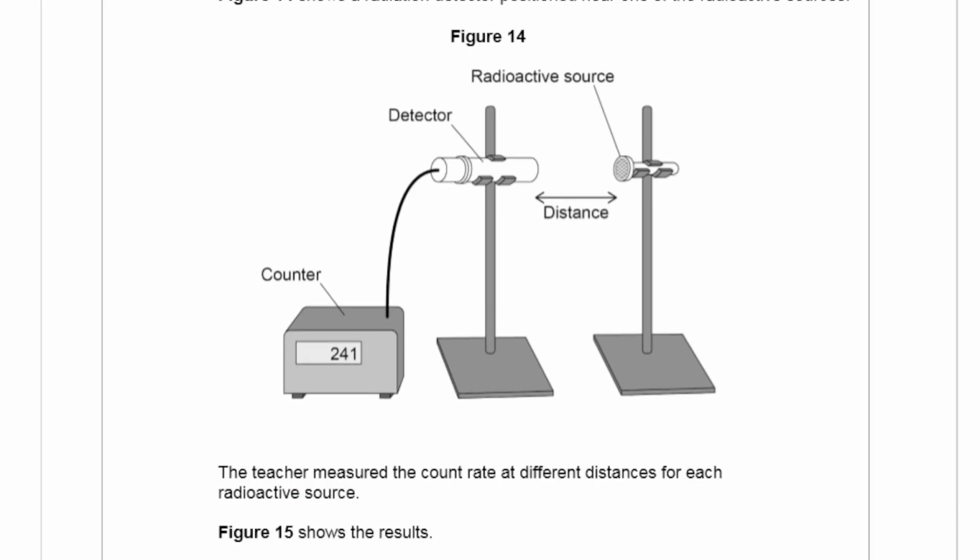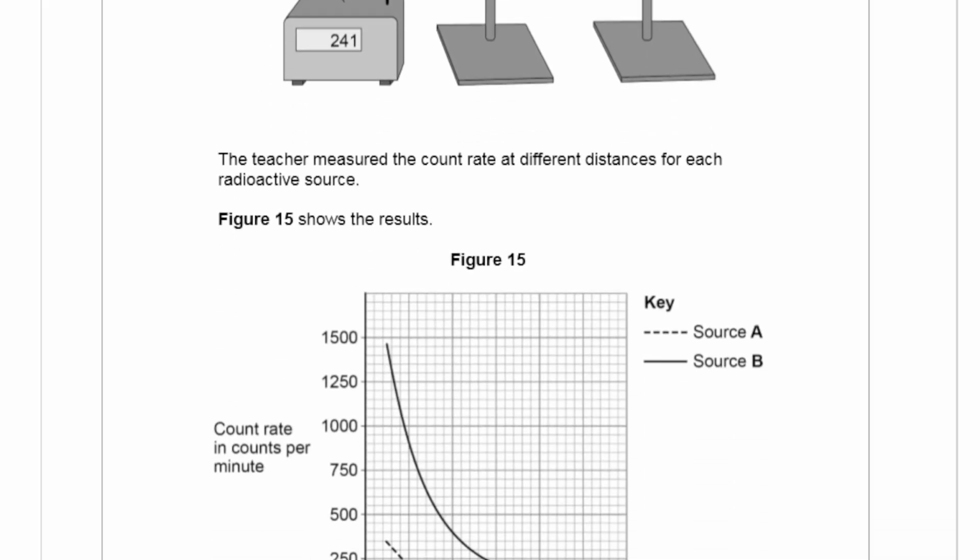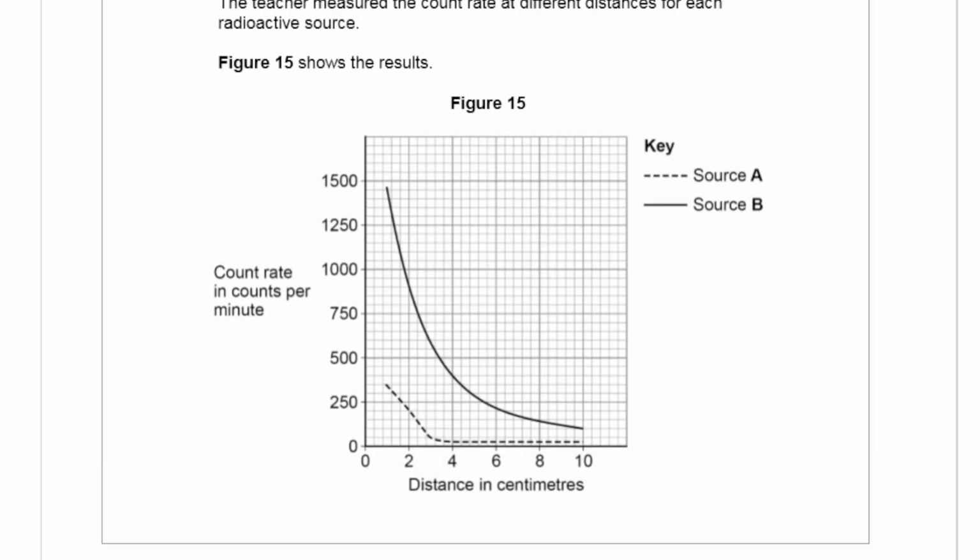So you have the counter detector, which is supported in a clamp stand. Straight ahead is the radioactive source, and you can measure the distance between them. The teacher measured the count rate at different distances for each radioactive source. So the count rate for A starts lower and it drops to nearly zero, but not to zero, by about 3 centimeters. Whereas B starts higher and it's actually exponentially decreasing.